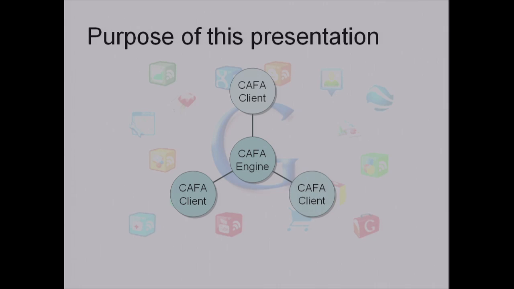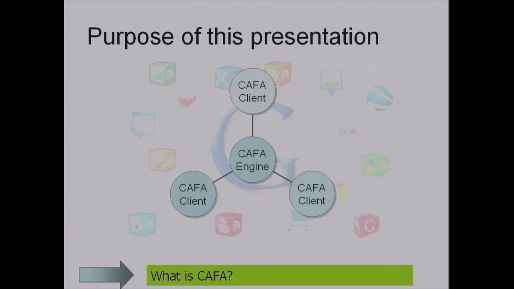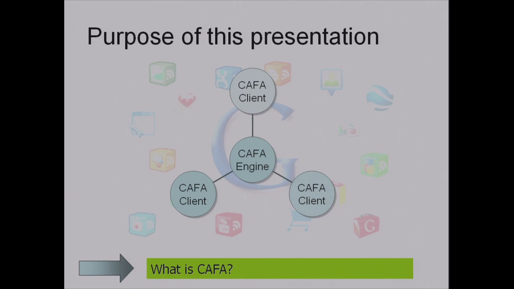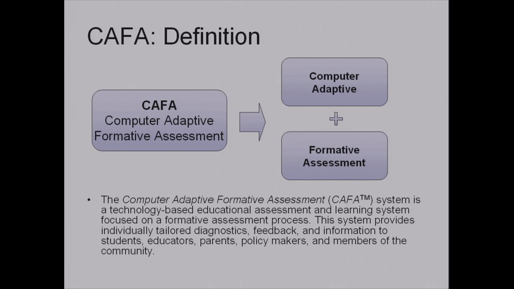Again, I'm working on the Cafa, which is a computer adaptive formative assessment engine, and this engine has many applications and client systems, and inside of the engine and many client systems, I've been using a lot of Google applications. So probably it's good to start with what the computer adaptive formative system, Cafa, is. A computer adaptive formative assessment system is a combination of computer adaptive and formative assessment, which is a very simple formula because it is a combination of both of them.